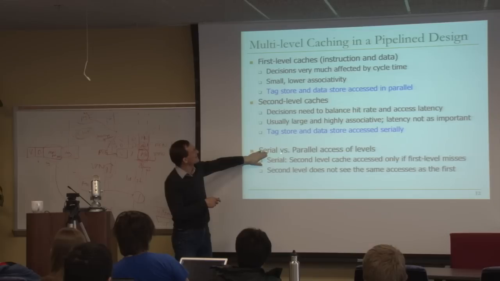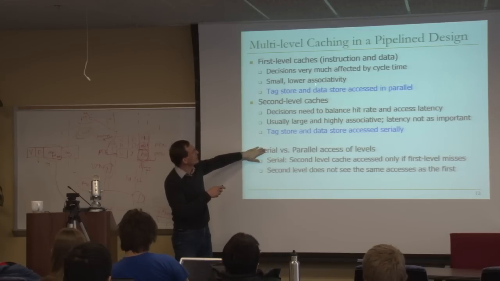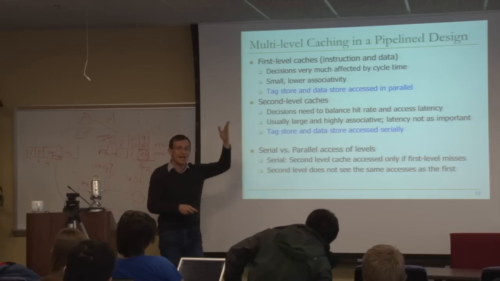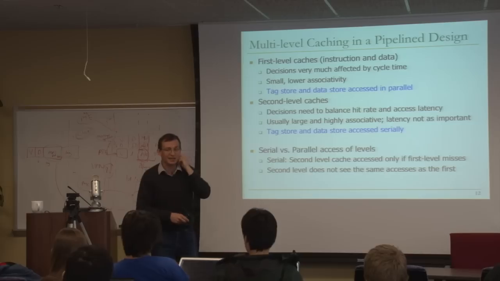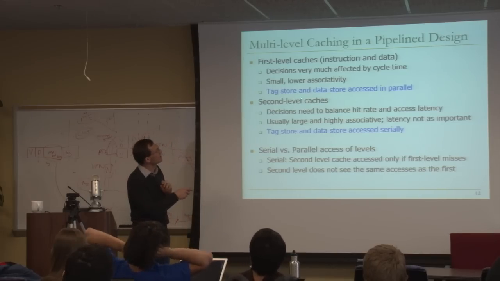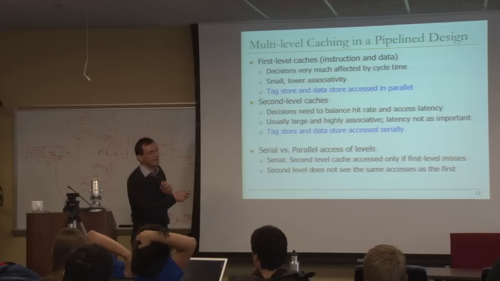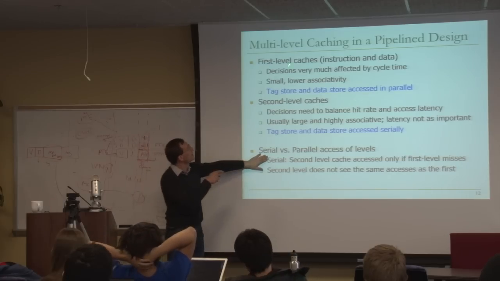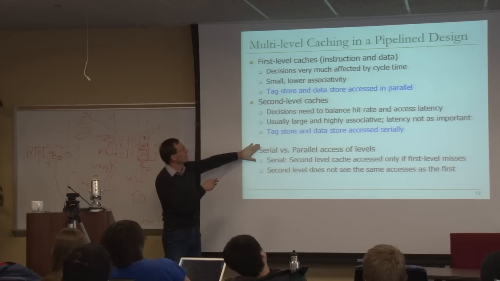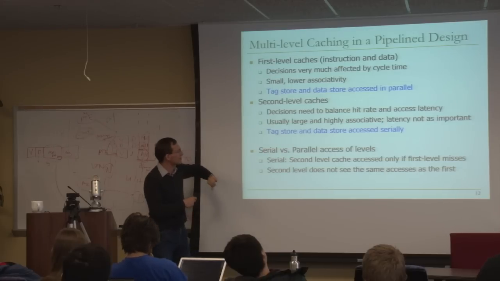If you serially access them, well, you don't get that latency benefit, but now you have an energy benefit, right? If you keep hitting in the first level cache, and first level cache hit rates are usually very high, although of course this depends on your program, but if you are hitting 99% in your first level cache, it's better to access them serially. First determine whether you hit in the first level cache, and then, depending on that, decide whether or not to access the second level cache.